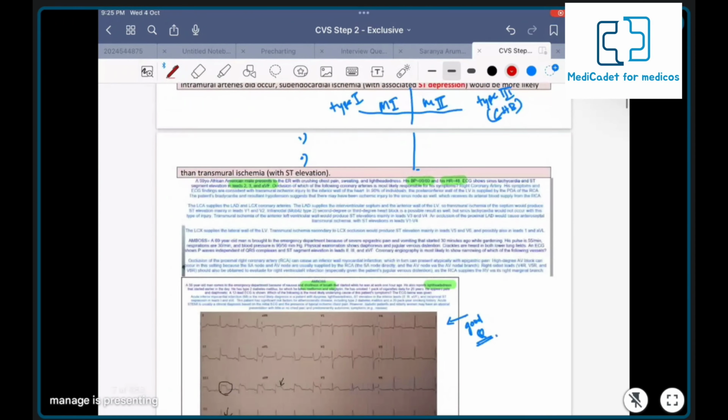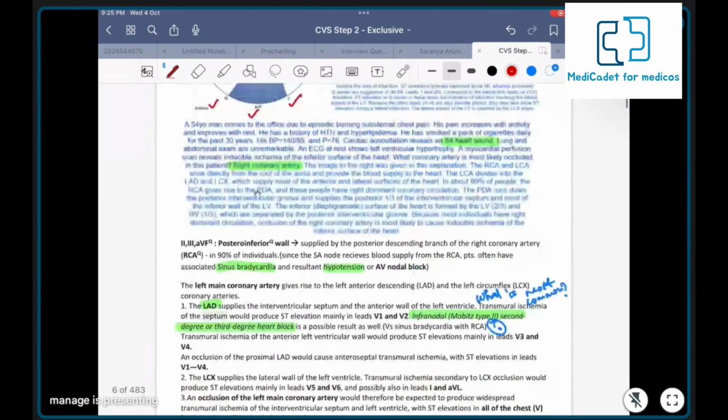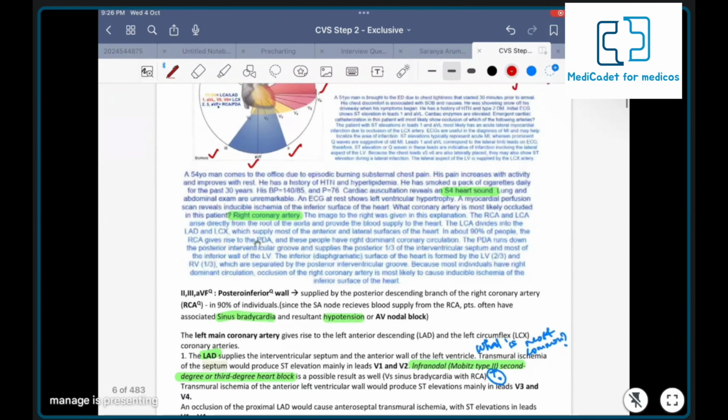But most of the time, they will ask about the inferior MI. Can you tell me what are the leads that are affected in the inferior MI? II, III, aVF. Okay. So can you tell me what are the complications that you can see with an inferior MI? What can you expect in a question with inferior MI, not the plain chest pain or anything?